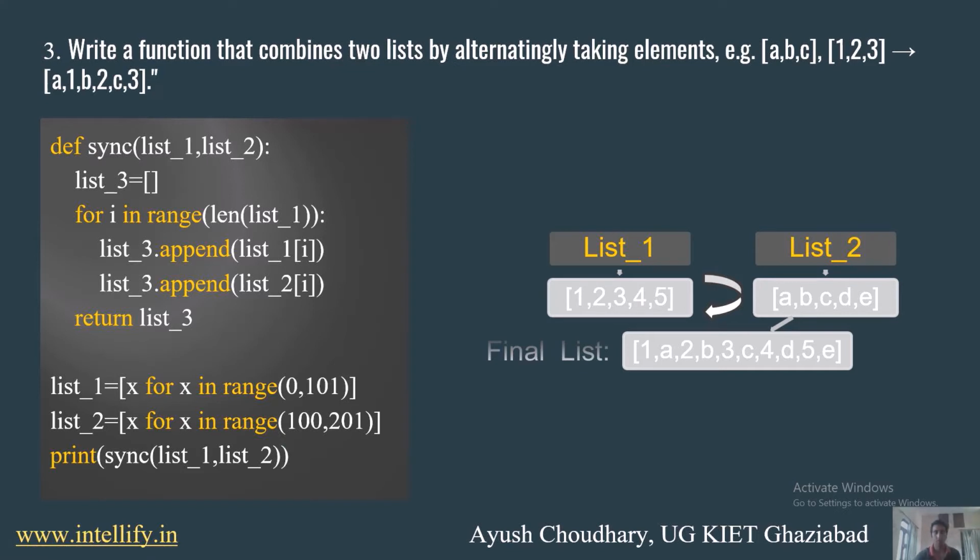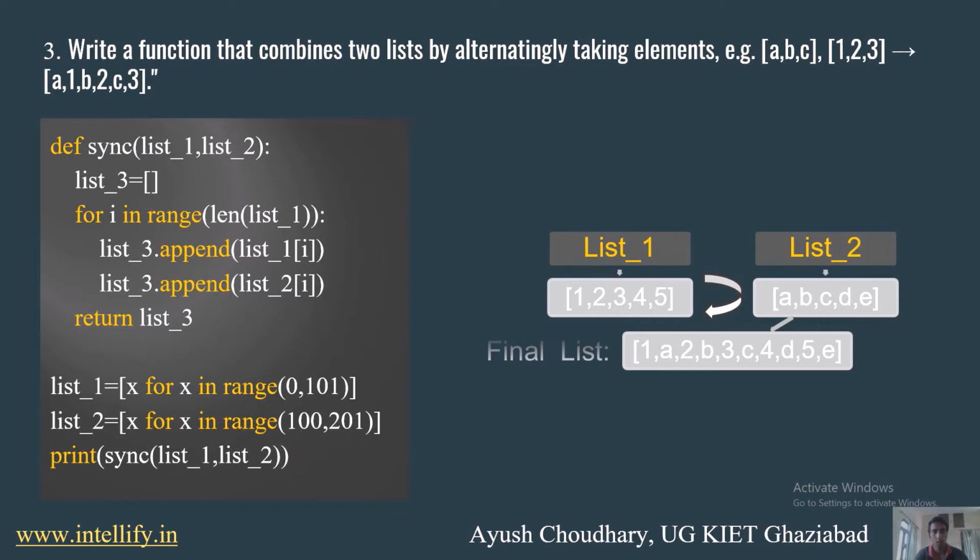And what we can do here is first define the new list in which we are putting the elements, and we iterate. One thing is that we have to assume that the length of both lists should be the same. They should not differ. If they differ, we can do a lot of things. It basically depends on the question.